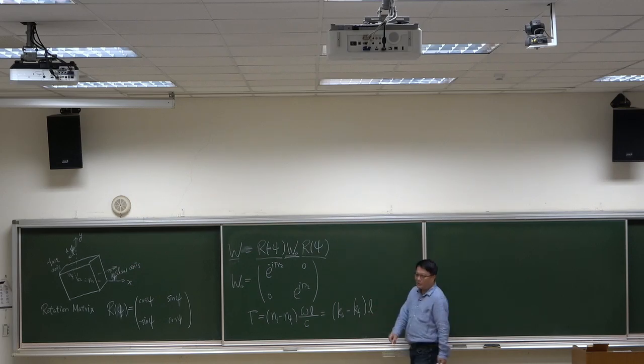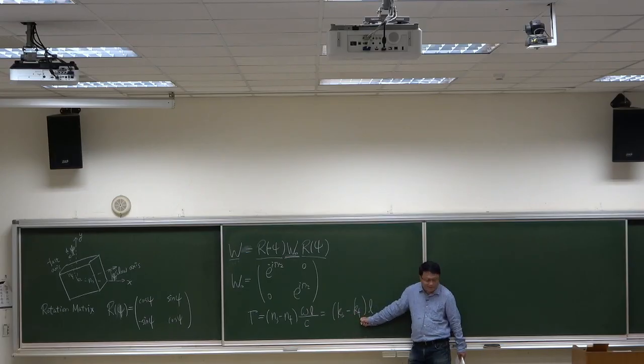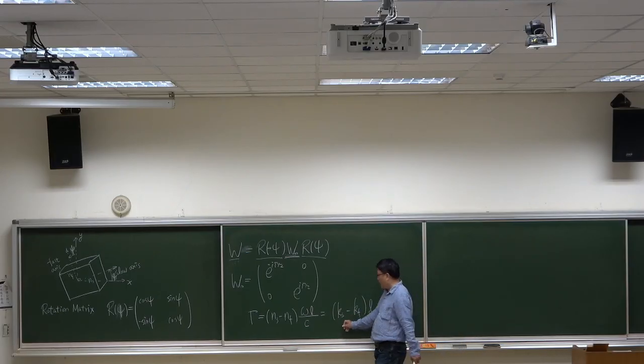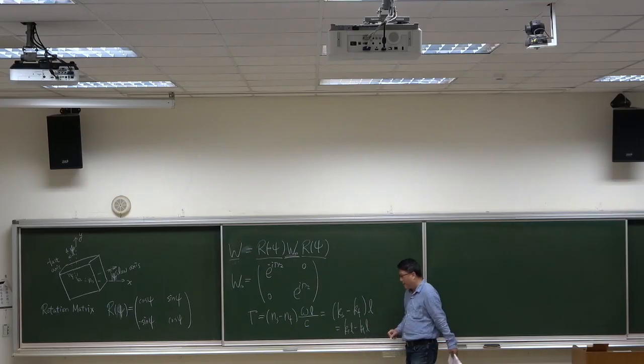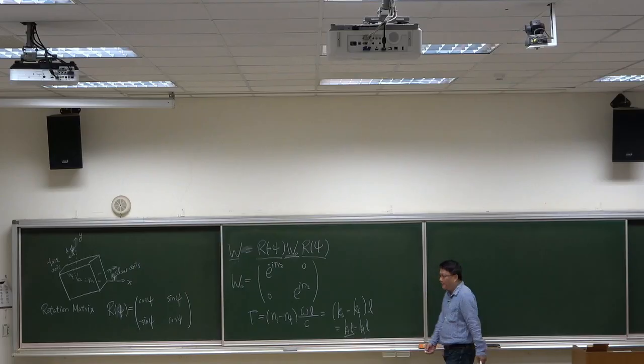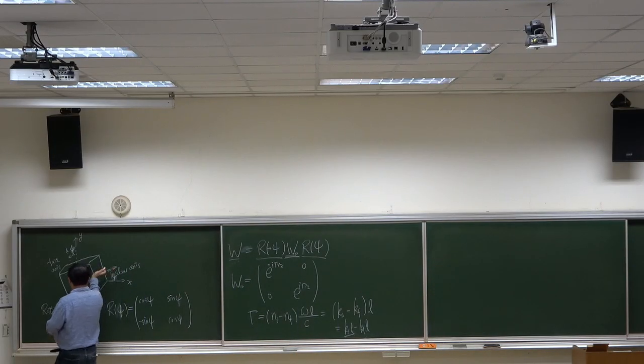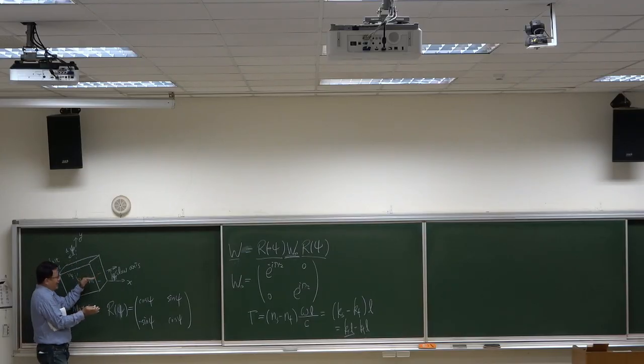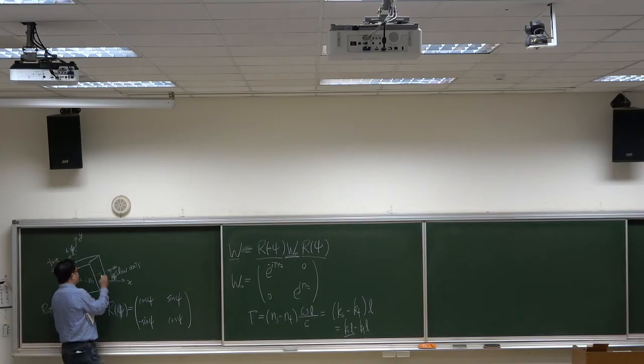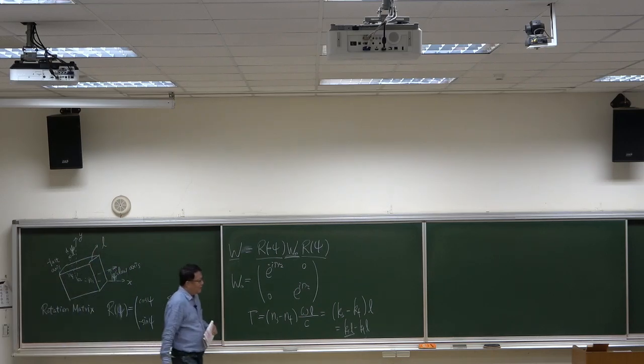So this quantity is in fact Ks minus Kf times L, or you can see this as KsL minus KfL. KsL is the phase difference for the slow axis. You send the beam of light here, and it penetrates through this wave plate. The thickness of the wave plate is L.